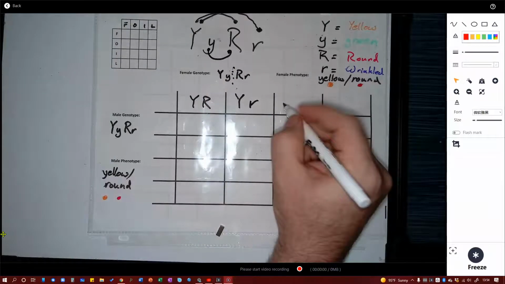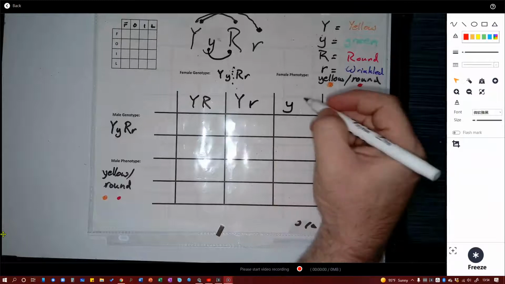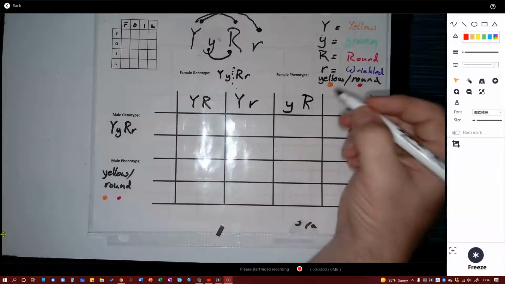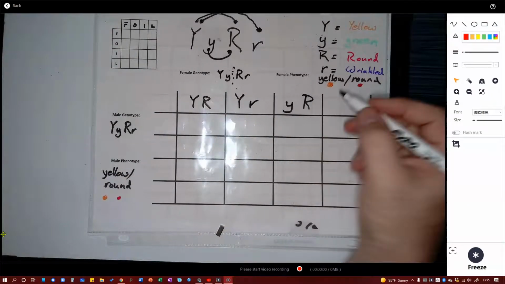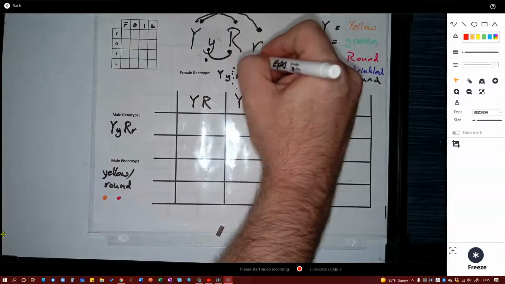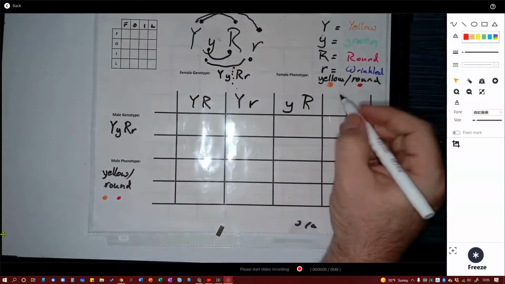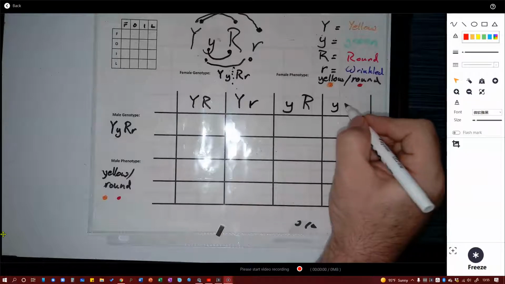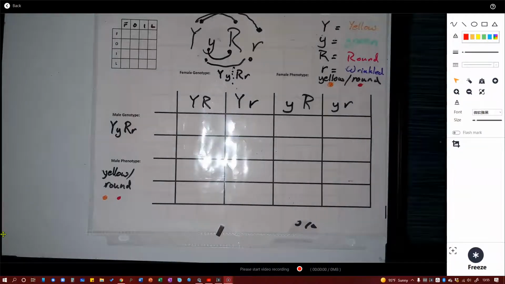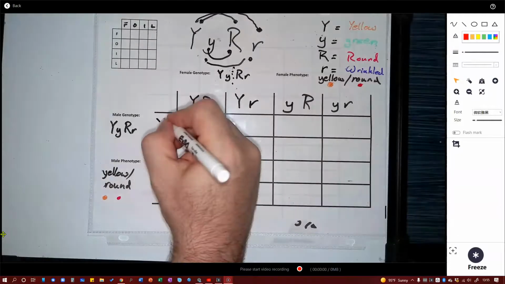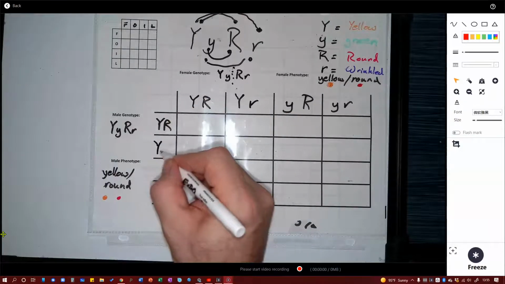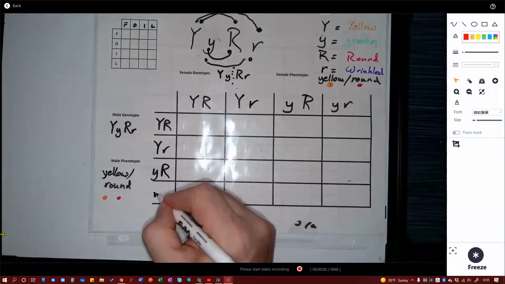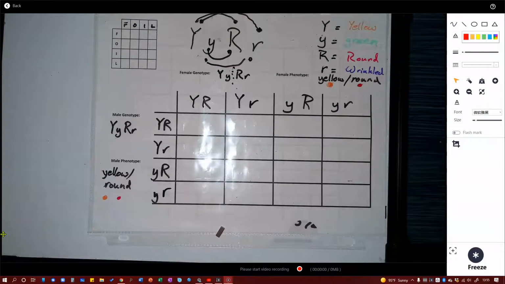So we have recessive yellow, dominant round, and finally last we take this one and this one. That gives us both of these are recessive. Now we can do the same thing along here because we know this is the same genotype. So that is the very first step.